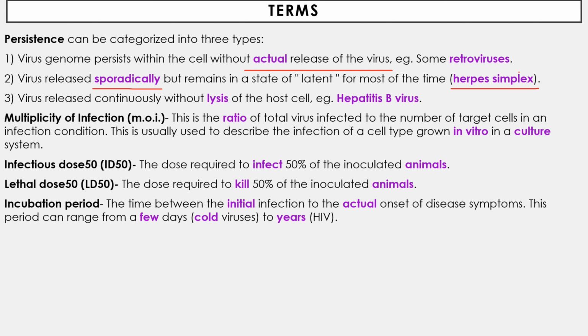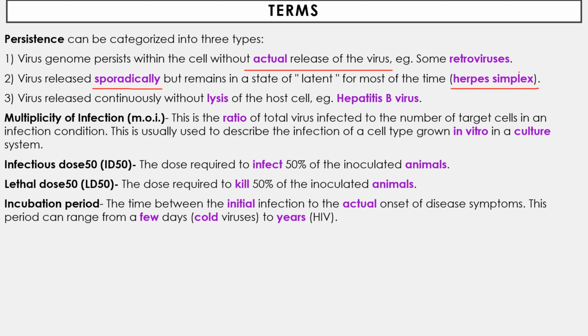Then we have your multiplicity of infection or your MOI. This is the ratio of the total virus infected to the number of target cells in an infection condition. This is usually used to describe the infection of a cell type grown in vitro in a culture system.